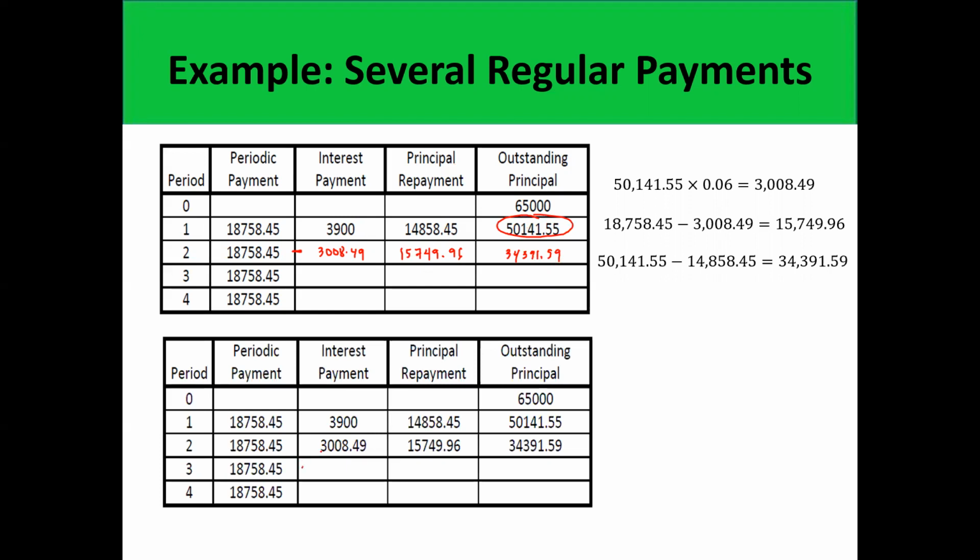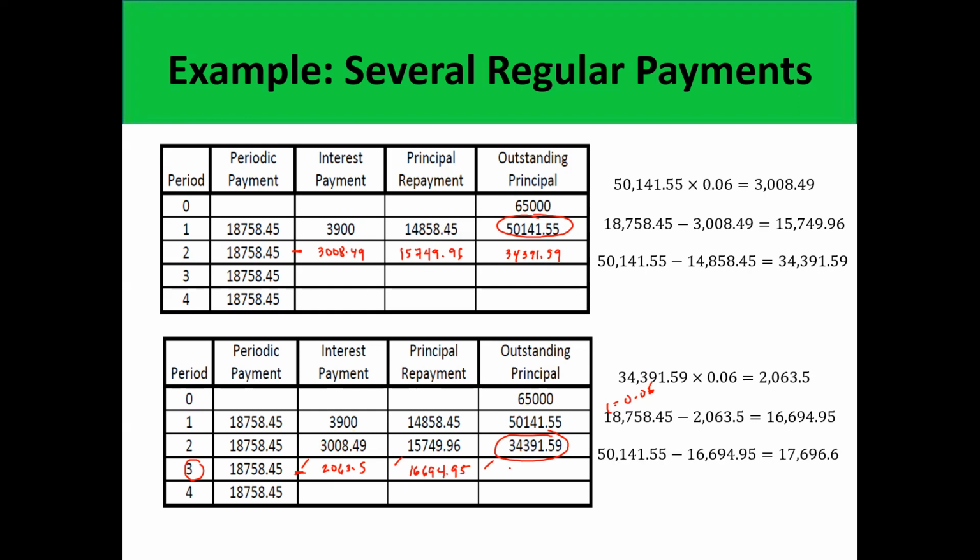So now for period number 3, again, you multiply this by I, which is 0.06. So we get the following. So the interest payment will be 2,063.5 for period number 3. And then the principal repayment will be 16,694.95. And then subtracting this from the previous outstanding balance, we get 17,696.6. Now, of course, for our last row or last period, we expect that the outstanding balance should be 0.